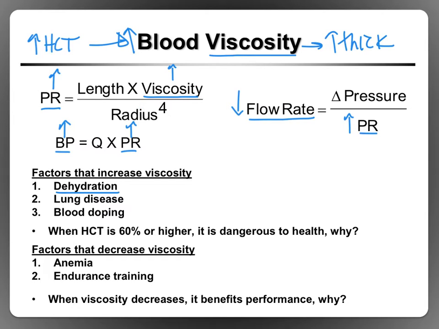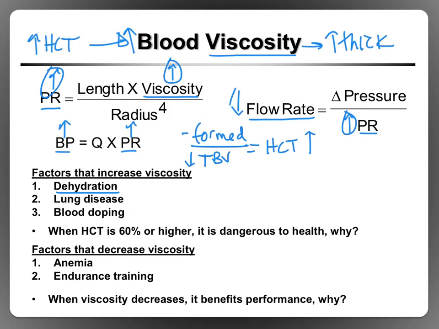So remember that we've got the formed elements over total blood volume equals hematocrit. So if you are dehydrated, you're going to lose some of your total blood volume. Your formed elements are going to stay the same, and therefore your hematocrit is going to go up. Your blood is going to become more thick. And if hematocrit goes up, viscosity goes up. Viscosity goes up, peripheral resistance goes up, which is going to slow the flow rate.